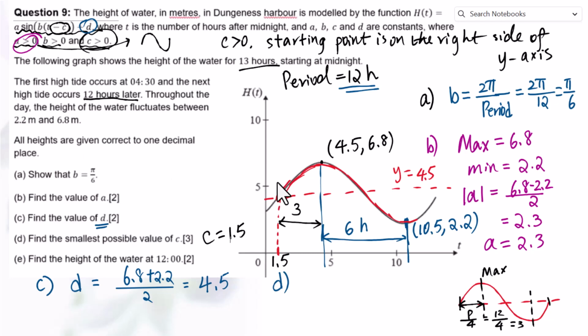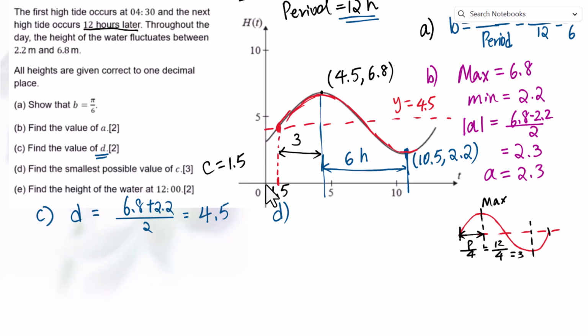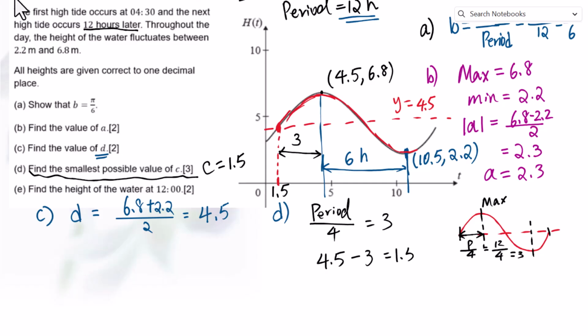How to show your work? For question D, because this is 3 marks. Period over 4 equals 3. So 4.5 minus 3 equals 1.5. That's how we got this C equals 1.5.